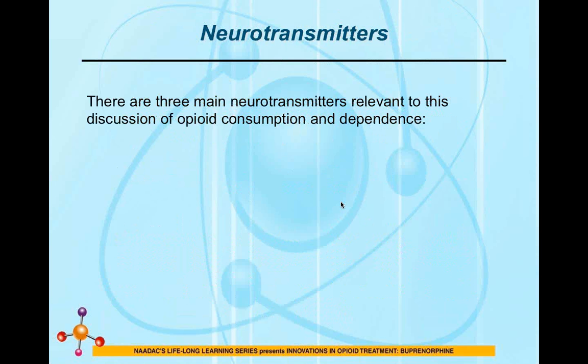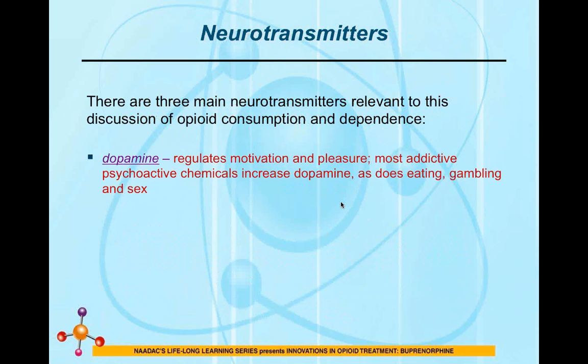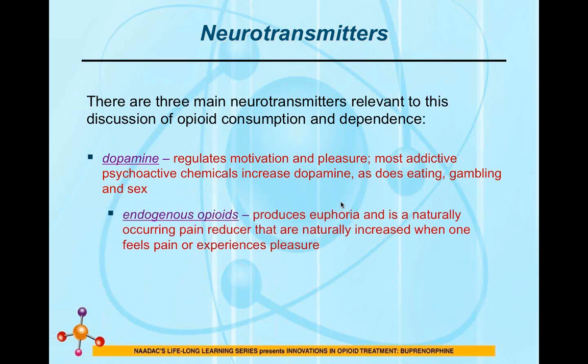So again, just getting some basic information laid down so we can build on top of it. There are 3 neurotransmitters that are relevant to our discussion of opioid consumption and dependence, the first one being dopamine, which regulates motivation and pleasure. Dopamine is present in most addictive psychoactive chemicals, and it also increases outside of psychoactive chemicals, such as when you're eating or gambling or having sex. Dopamine is increased with all of these pleasurable activities, and that makes a lot of sense because if you're feeling pleasure, most likely it's coming from dopamine.